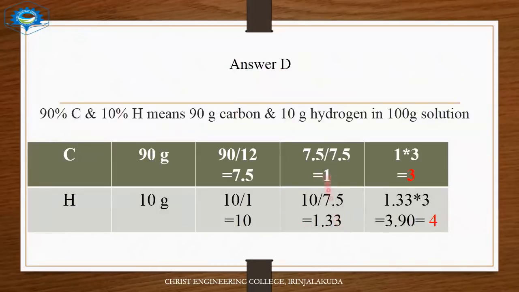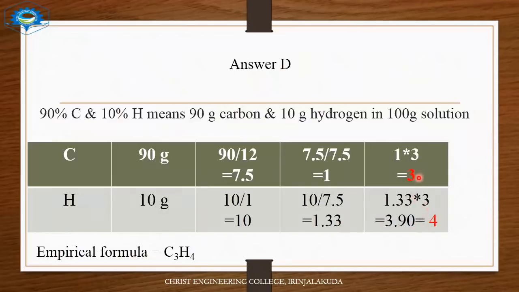Next, we have to calculate the integer form. Here it is 1, here it is 1.33. In order to convert it into integer form, we are going to multiply this with 3. So 1 into 3 becomes 3. 1.33 into 3 becomes 3.9, that is approximately equal to 4.